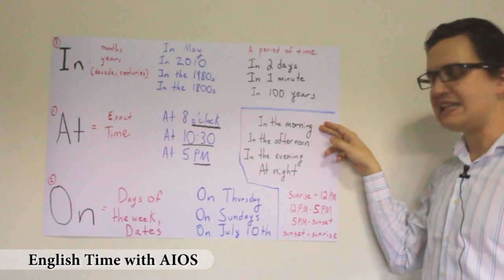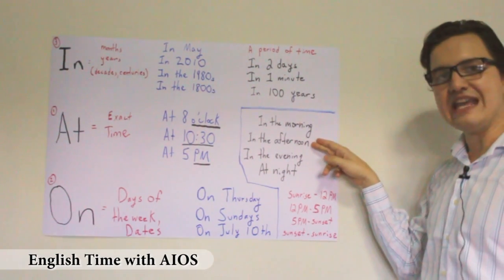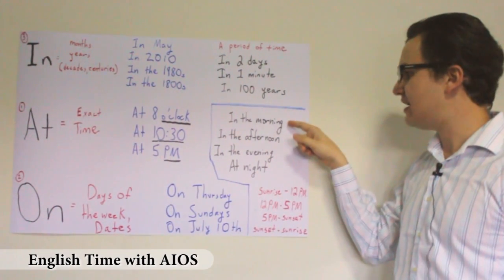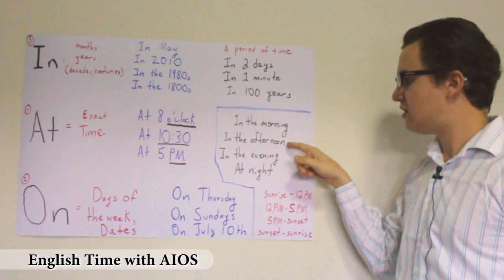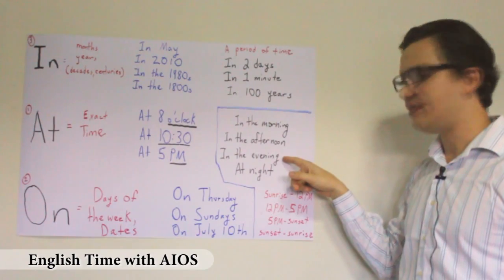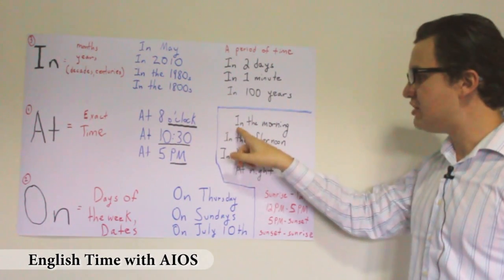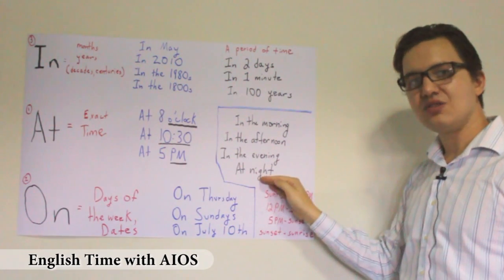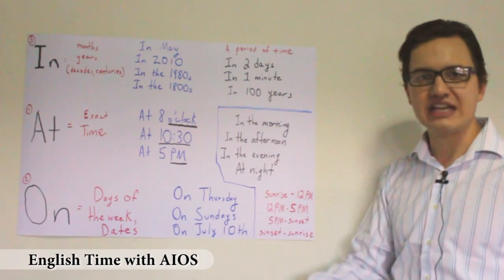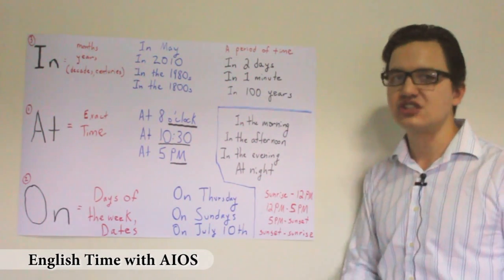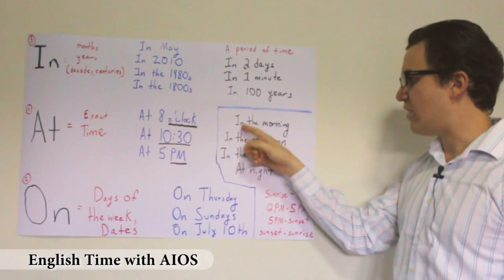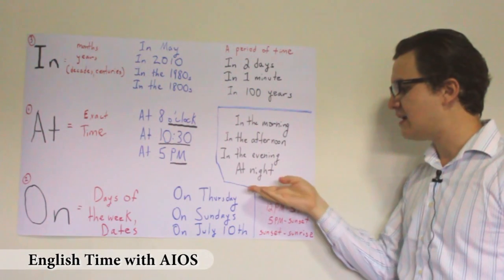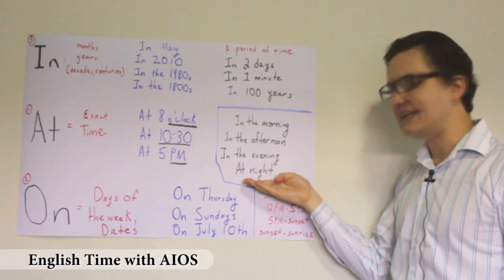In English, we say in the morning, in the afternoon, and in the evening. We use in. But for night, we use at. I know that's very confusing, but that's just the way we speak. So in the morning, in the afternoon, in the evening, but at night.